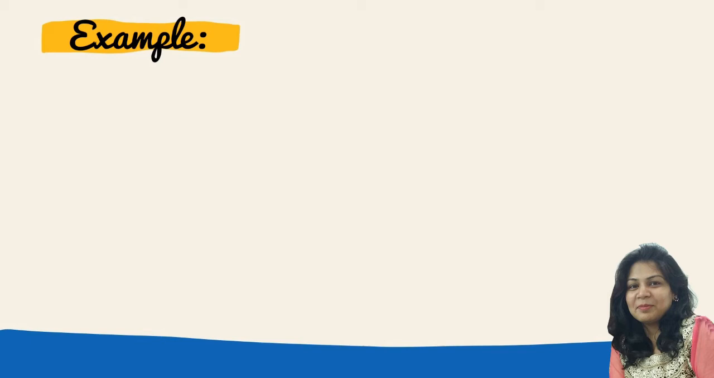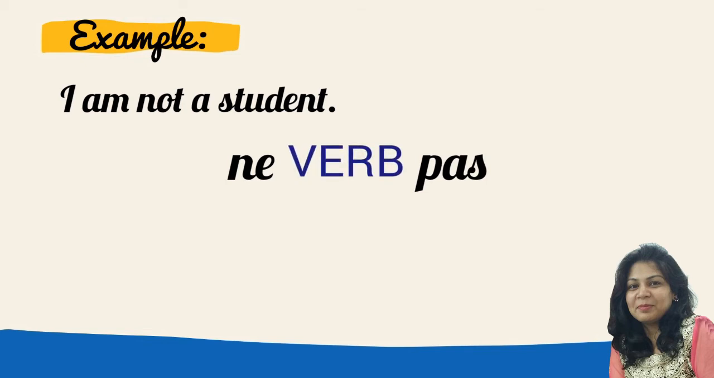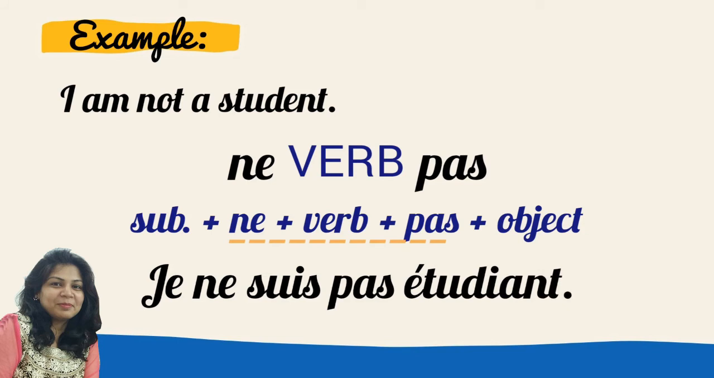Now, if I want to say I am not a student, I am not a student. So now in French, to say this, we have to add ne and pas. Ne and pas before and after the verb. So what do I mean by saying that is, I will add ne and pas before and after the verb suis. Okay, in this case it will be je ne suis pas étudiant. Je ne suis pas étudiant. This is how we make a negative sentence in French.